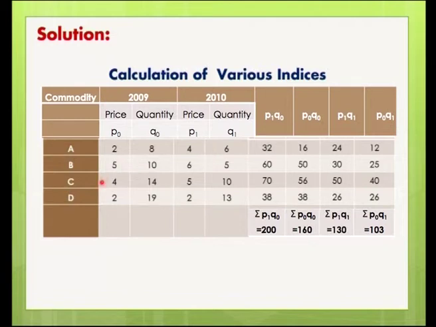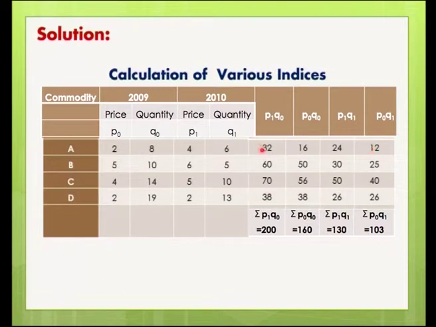Various commodity values are given and just we have to find out P1 into Q naught. All the 4 columns are required for finding the index numbers by the various methods. So, we will just calculate P1 into Q naught. P1 into Q naught is this 4 into 8. So, it's 32. Similarly, P naught into Q naught is 8 into 2 is 16. Then P1 into Q1 is 4 into 6 is 24 and then P naught into Q1 is 2 into 6 is equal to 12.